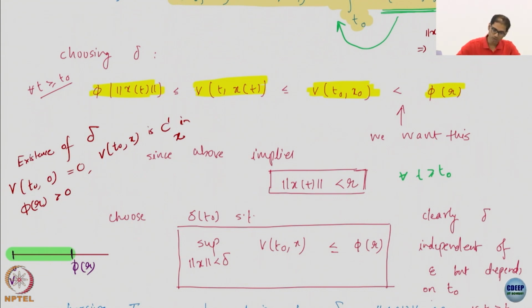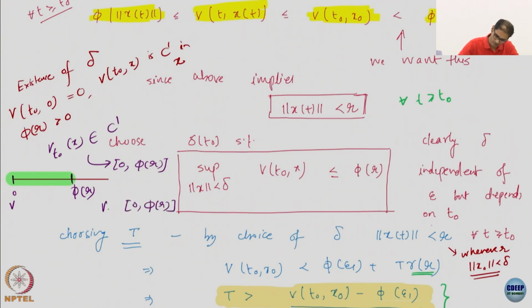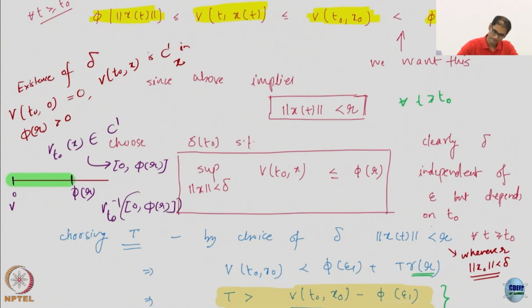You can use many other arguments also, by the way. For those of you who have seen and are interested in analysis type arguments, I will tell you that your set you are interested in, if you look at the function V(T0, x), which is a C1 function, and you want the image to be here, if you take the inverse of this set under this function, this is also a closed set in X.